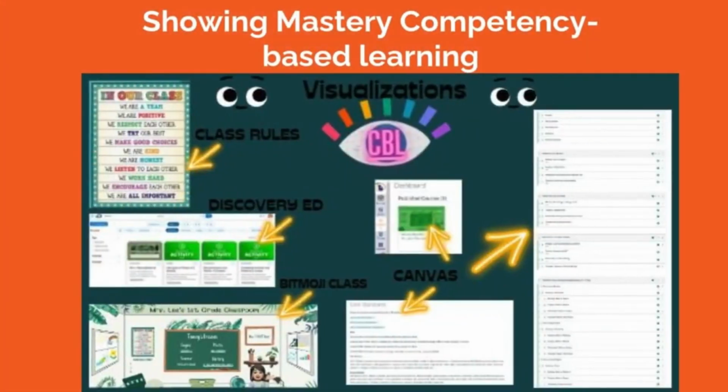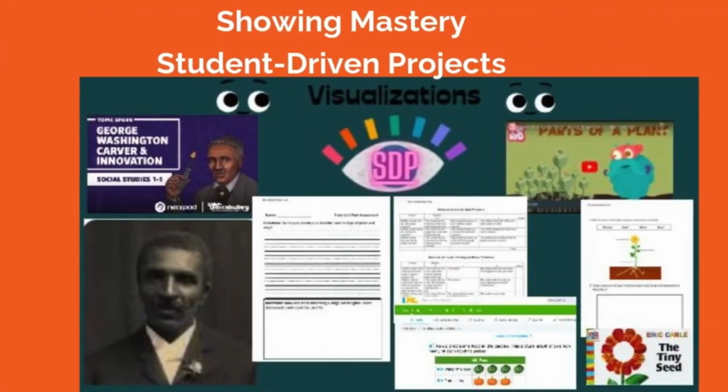Just a couple of slides showing the visualizations or the tech tools that I allowed students to use and had at their fingertips. I had Discovery Ed activities that they could go to learn more about the plant. Of course, I had this module, and then I had a Bitmoji classroom with several links that linked videos and Nearpods and books in our online library. This is some aspects of the creative writing project that we did with George Washington Carver. We also watched some videos on YouTube and read a few books.